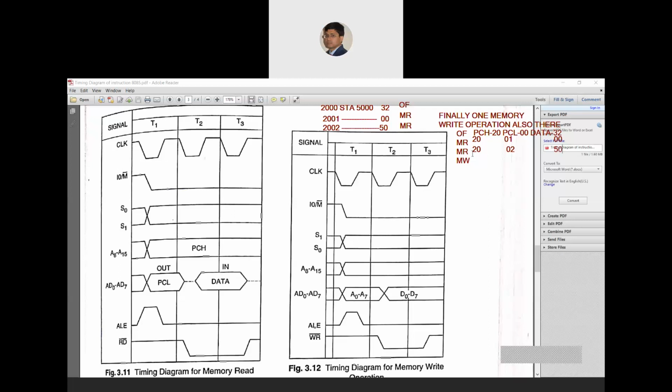Then when you are doing the memory write operation, this will be 50, this will be 00, and this will be the content of the accumulator, because STA will write the accumulator content.